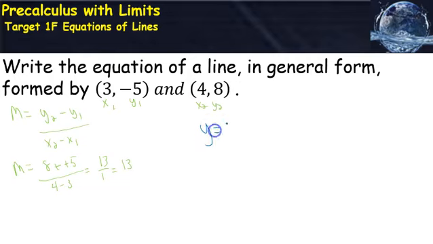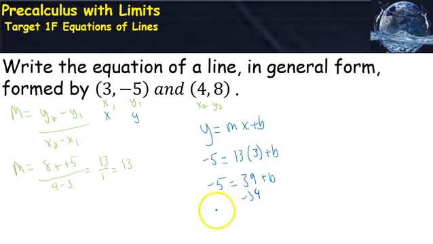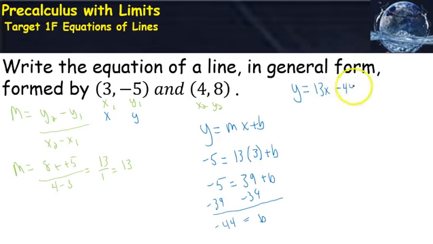So I plug it in, y equals mx plus b. And I can use either of these 2 points. It doesn't matter. I guess I'm going to use these ones, so x and y. So I'm going to replace y with negative 5, m with 13, and x with 3 plus b. So I get negative 5 equals 13 times 3, which is 39, plus b. I'm going to subtract 39, and I get b is negative 44. So my equation is y equals m, which is 13x, plus b, but b is negative 44.